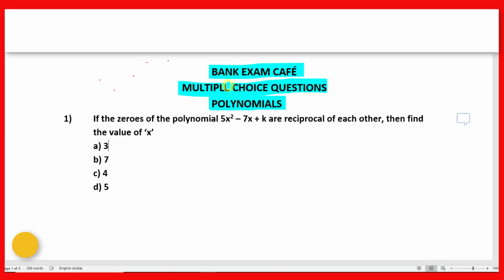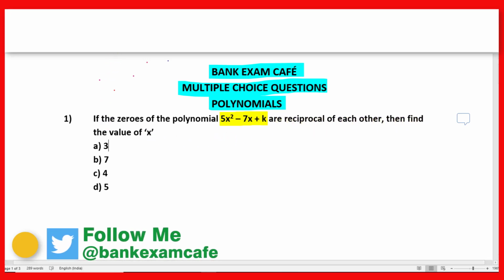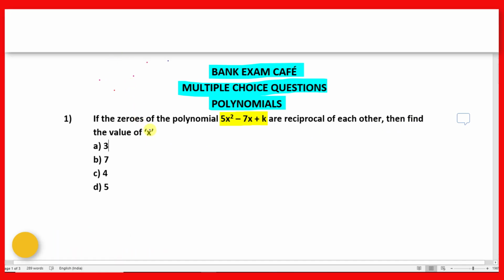So here is the first question on the screen: if the zeros of the polynomial 5x square minus 7x plus k are reciprocal of each other, then find the value of k. Friends, this is not x, this is k. So here we have to find the value of k.